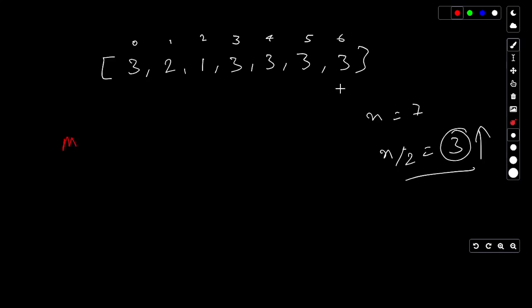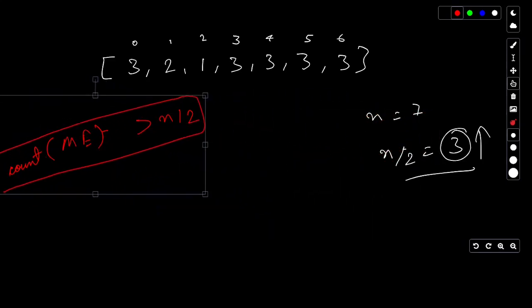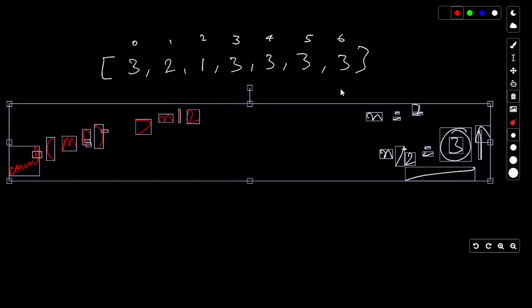So first of all, a majority element is one whose count is greater than n by 2. This is the definition of a majority element. Okay, now this is fine. Let me now look at the possible solutions that I can come across.